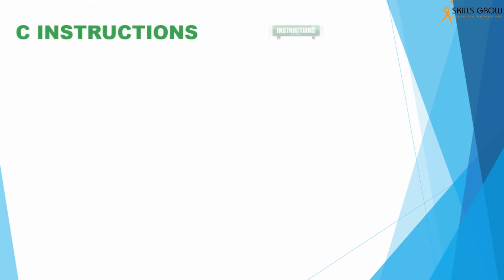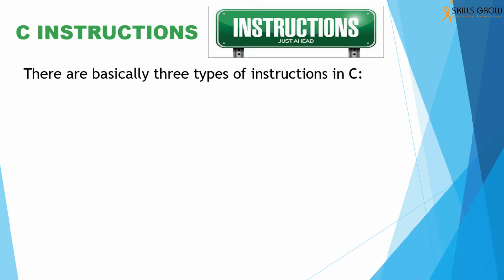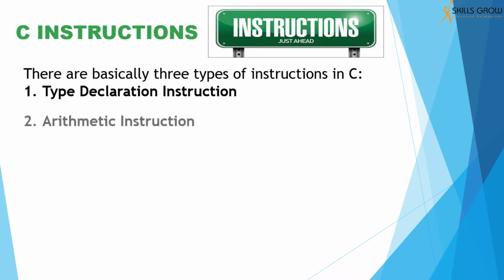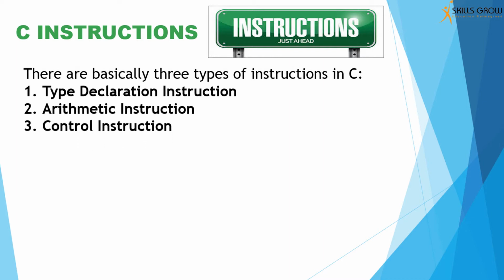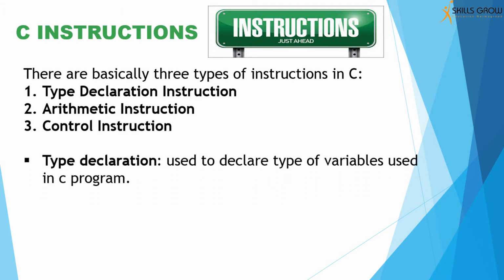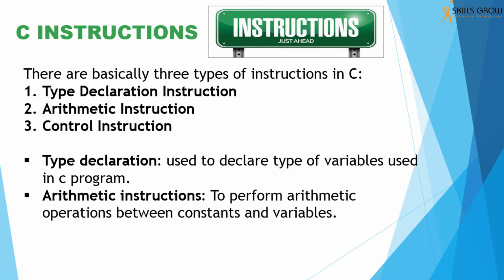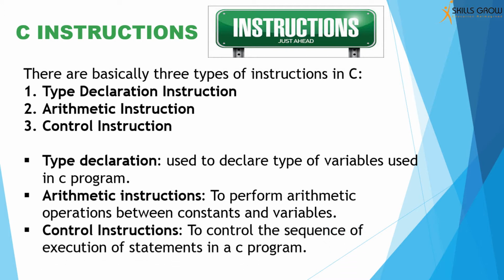C instructions. Generally, there are three types of instructions in C. They are type declaration instructions, arithmetic instructions, and control instructions. Type declaration instructions are used to declare type of variables in C program. Arithmetic instructions are used to perform arithmetic operations between constants and variables. Control instructions are used to control the sequence of execution of statements.